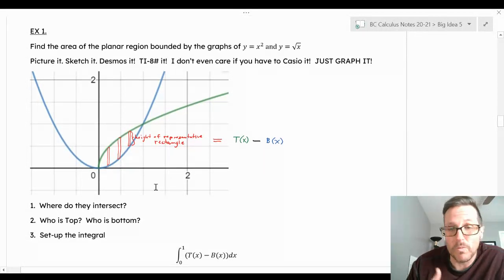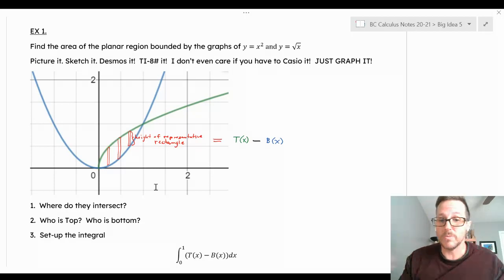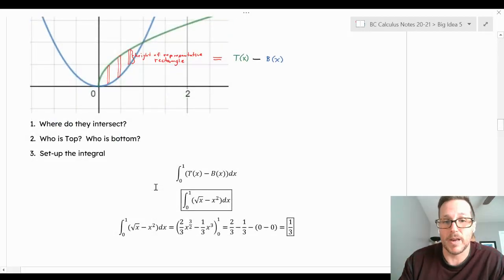So we need to think about, well, where are the intersections? The intersections between x squared and root x, well, it's pretty easy to solve. That's going to be at x equals 0 and x equals 1. Well, the top function on 0 to 1 is root x, and the bottom function on that interval is x squared. So then we set up the integral. Pretty easy. The integral from 0 to 1 of the top function minus the bottom function. So that is going to be the integral from 0 to 1 of root x minus x squared, which is 99% of the battle.